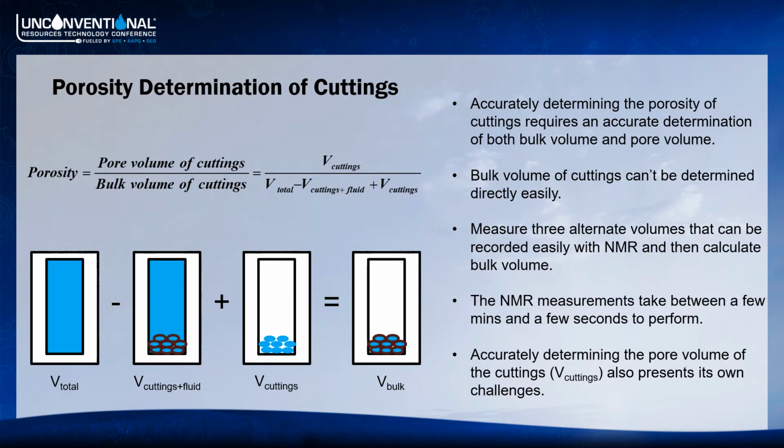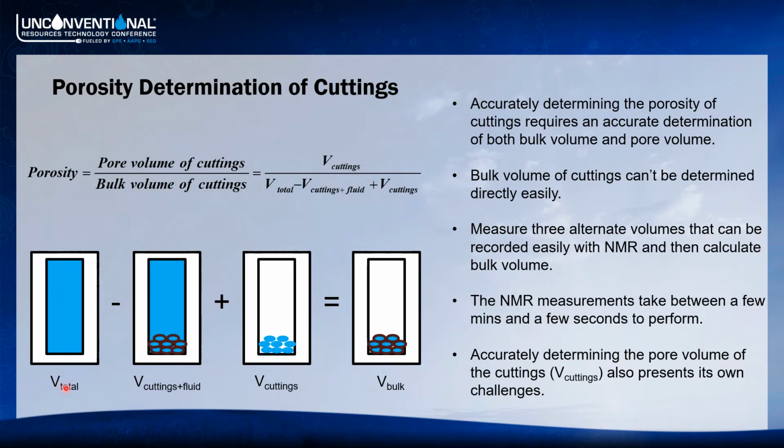To deal with the challenge, the following equation was developed for determining porosity of cuttings and crushed samples via NMR. Based on the equation, we tease out the bulk volume in a roundabout way by using three alternate volumes that can be measured by NMR. These are referred to as V total, V cuttings plus fluid, and V cuttings. They are illustrated in the diagram below the equation.